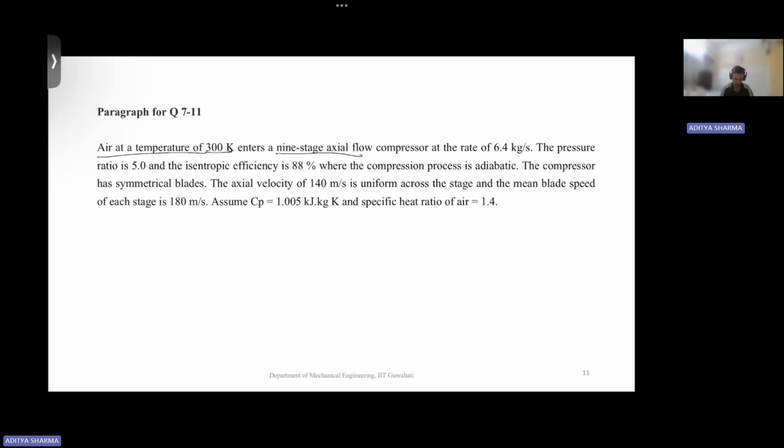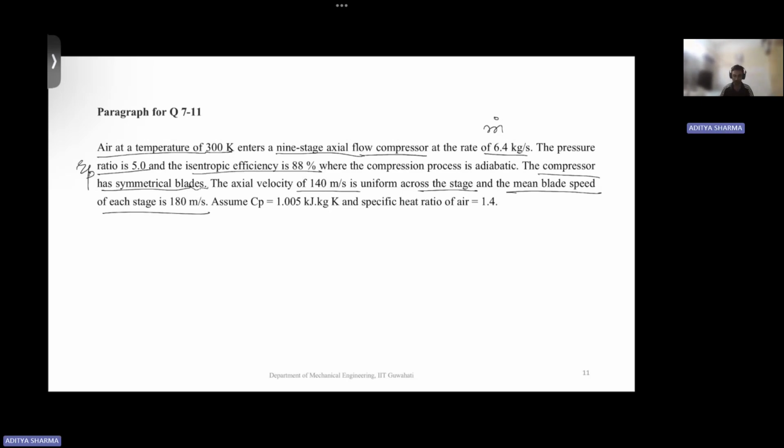It says that air enters at 300 Kelvin. So it's a 9-stage axial flow compressor. Mass flow rate is this. The pressure ratio RP is this. Isentropic efficiency is this, Eta C. The compression process is adiabatic. The compressor has symmetrical blades. Then the axial velocity of 140 meter per second is uniform across the space. So this is CA, and the mean blade speed of each stage is 180 meter per second.